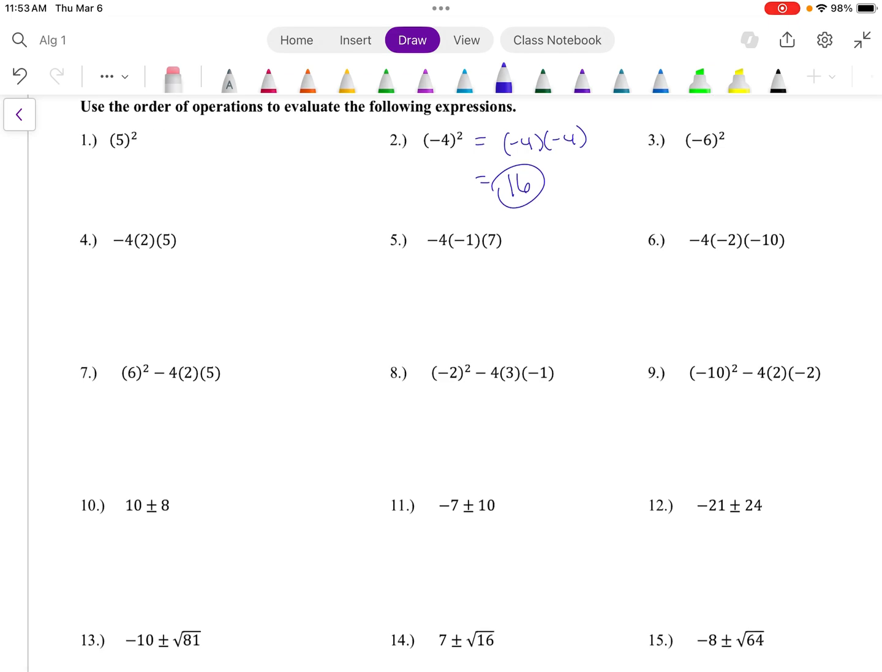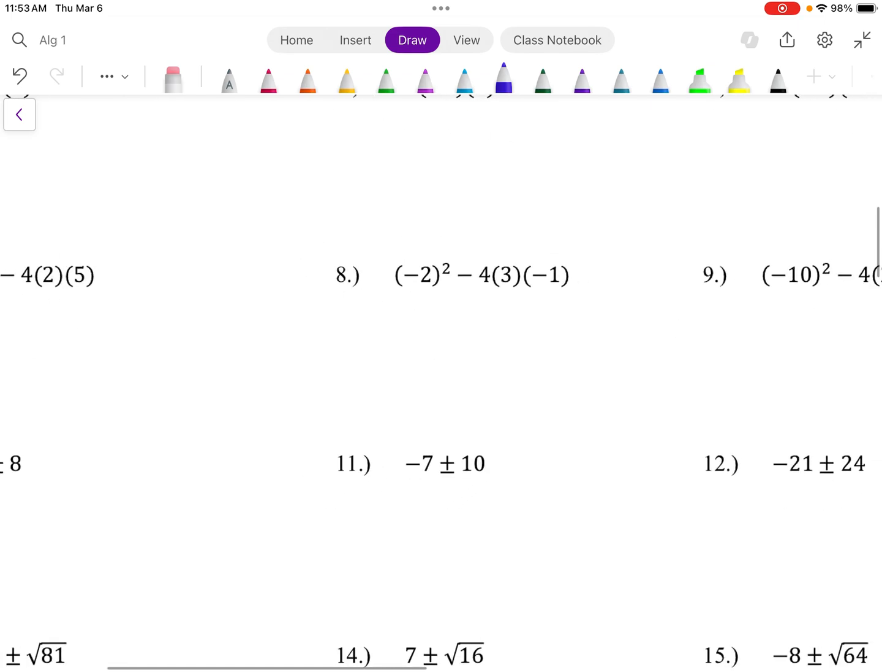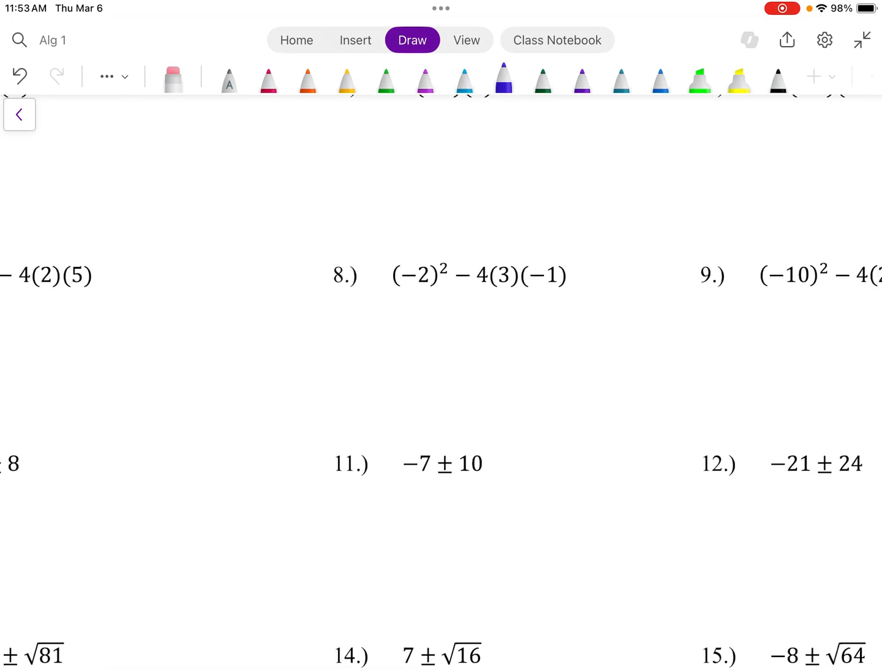Number 8, if we had something like negative 2 squared minus 4 times 3 times negative 1, we have to think about our order of operations. So I'm going to think about my parentheses and exponents first. So I'm going to do negative 2 squared. Remember, a negative times a negative is going to make this a positive 4. And that's why the parentheses are around the negative 2. So you know that it's negative 2 times negative 2, as opposed to a negative 2 times a positive 2.